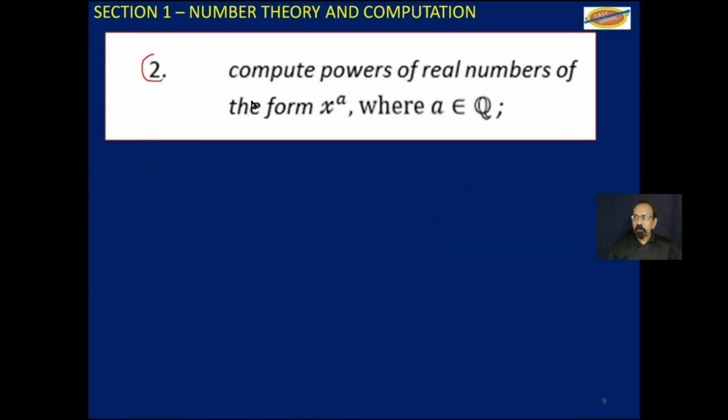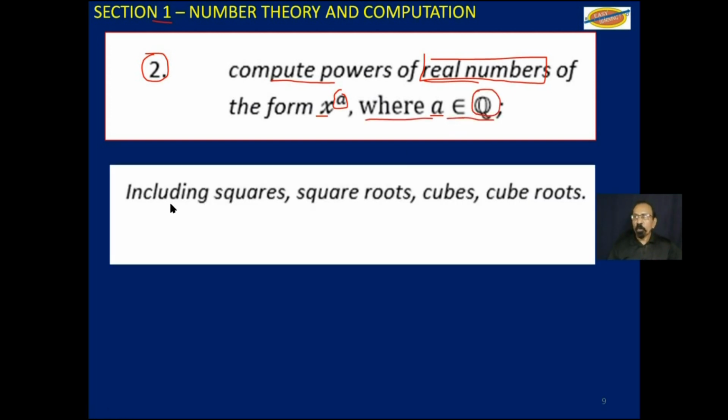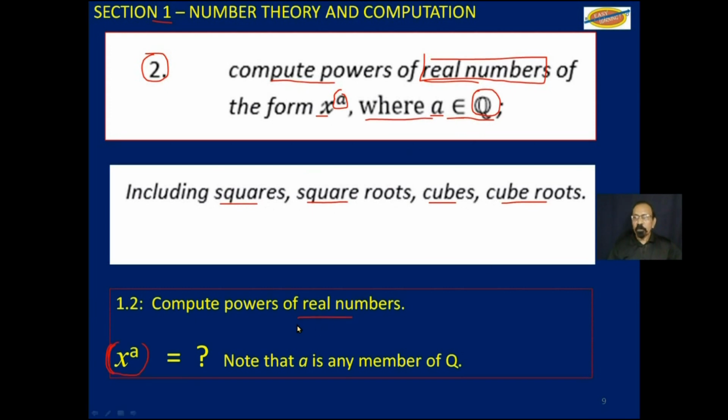So objective 2 in section 1 says that students should be able to compute powers of real numbers of the form x to the a power, where a is a member of q, and so we will be dealing with squares, square roots, cubes, cube roots, and so on. Compute powers of real numbers of the form x to the a power. Note that a is any member of q.